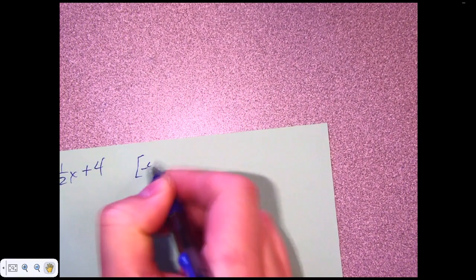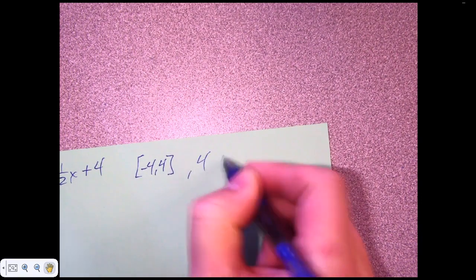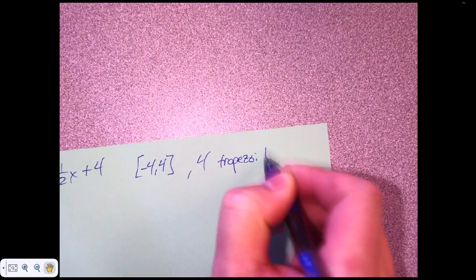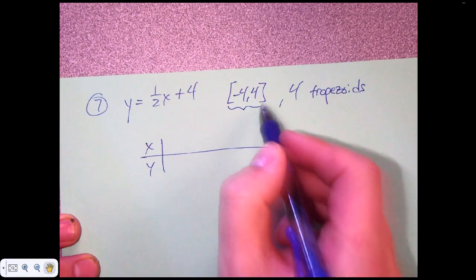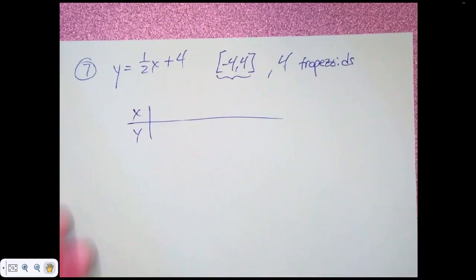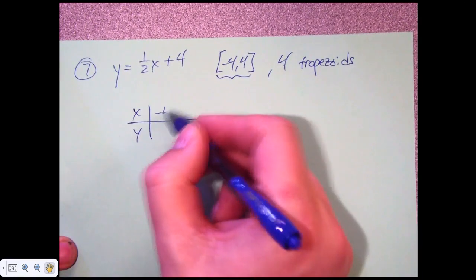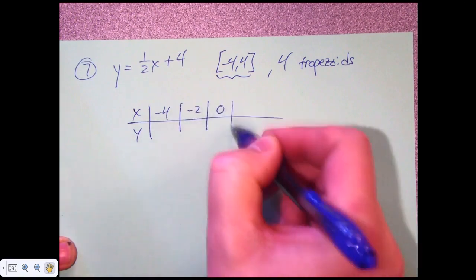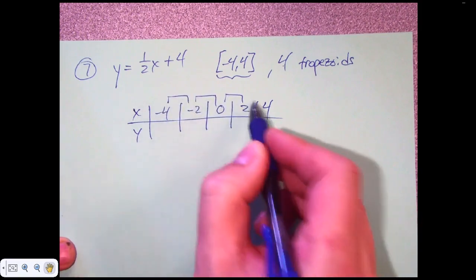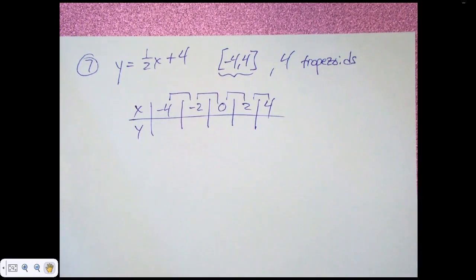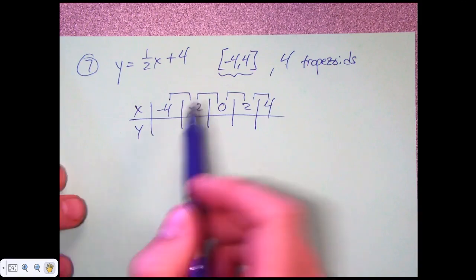All right, number 7. So they gave me y equals x over 2, or 1/2 x, plus 4 from negative 4 to 4. Use 4 trapezoids. So the first issue is setting up your table. And I've got 8 units and 4 rectangles. So every rectangle needs to be 2 units in size. So this is going to be my first rectangle, second rectangle, third rectangle, fourth rectangle. I'm going to plug all those in to the original equation to get my y values.